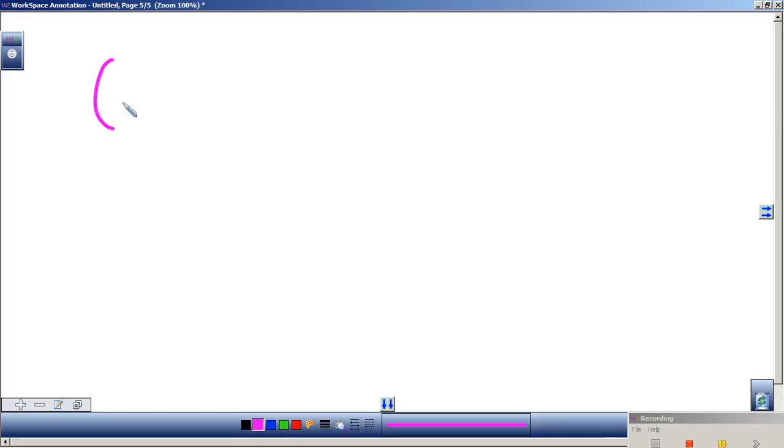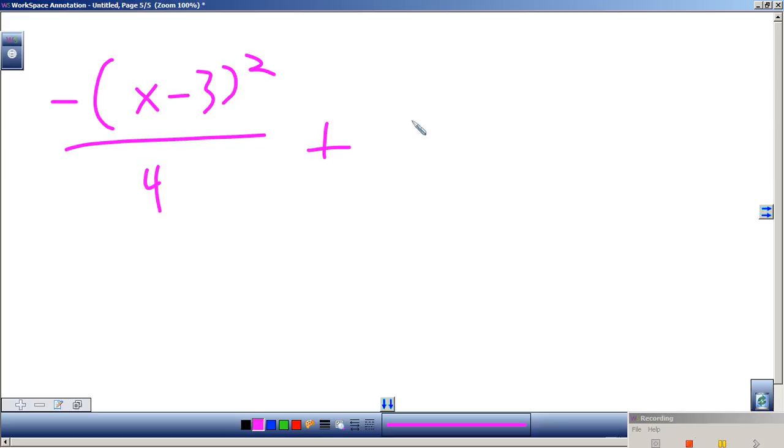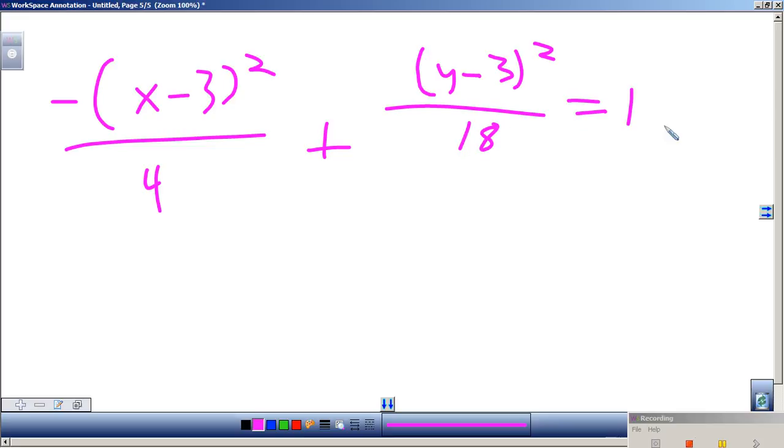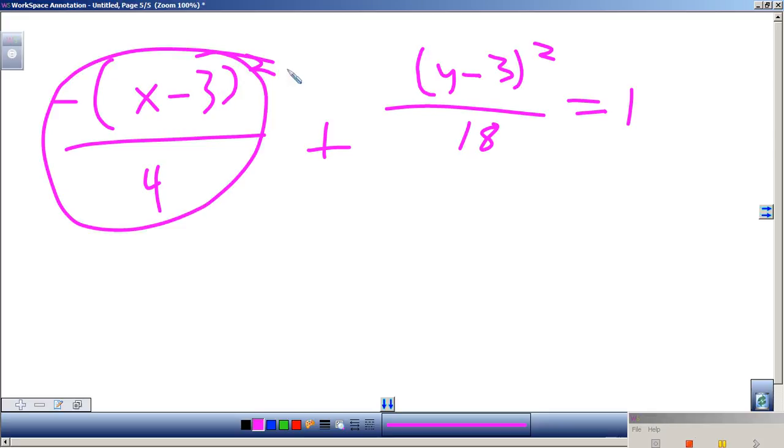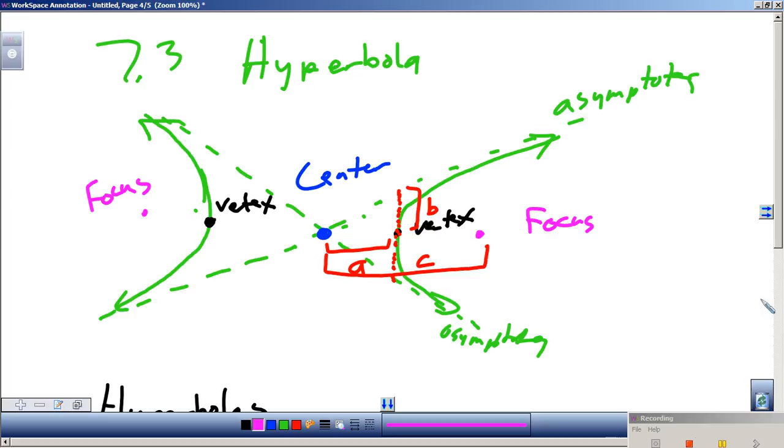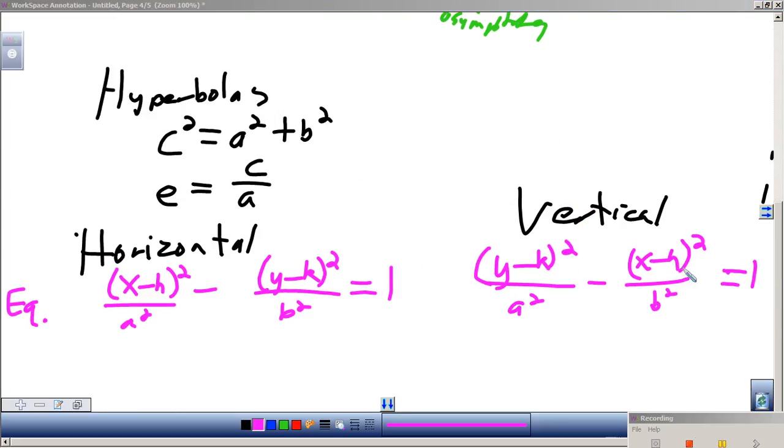So if I wrote this, negative (x minus 3) squared over 4 plus (y minus 3) squared over 18 equals 1. Is this vertical or horizontal? How can you tell? We look at what part's negative to determine which orientation we're going to look at. So here, if it's in this standard form, it's very clear which one's negative.